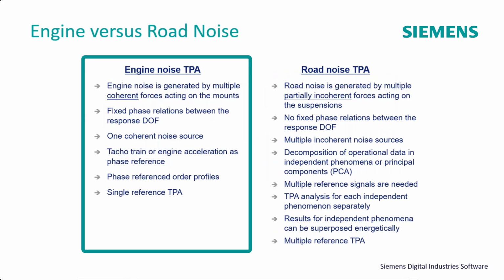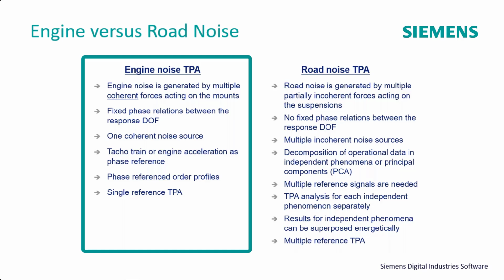So here's an example of engine noise transfer path versus road noise transfer path. In a traditional or more common engine noise TPA, engine noise is generated by multiple coherent forces acting on the mounts. There's a fixed phase relationship between the different responses. You've got one coherent noise source.